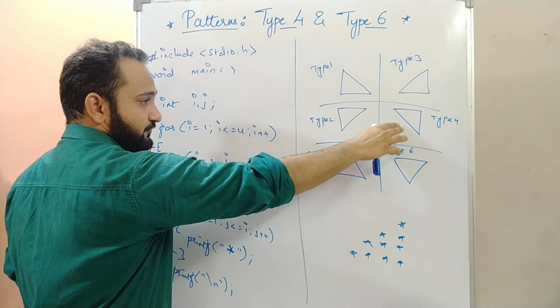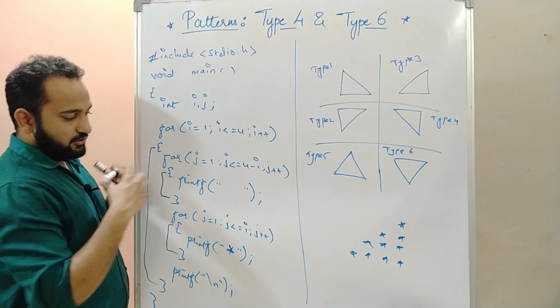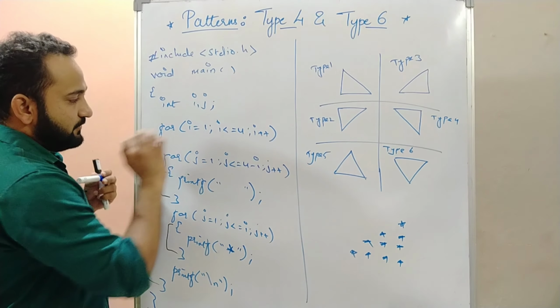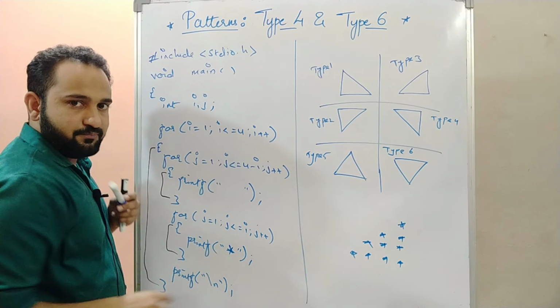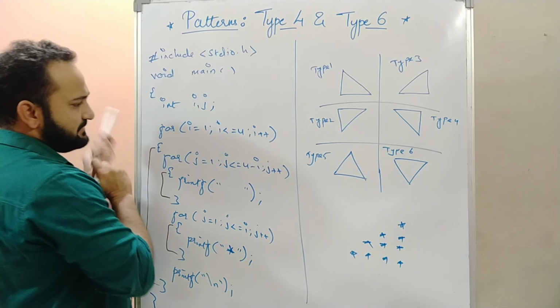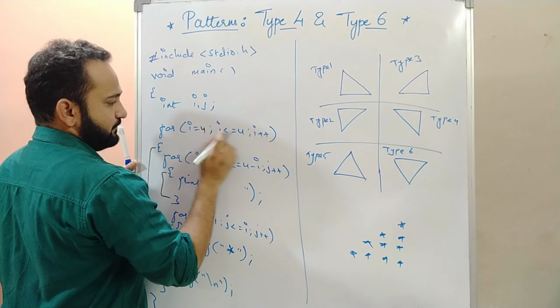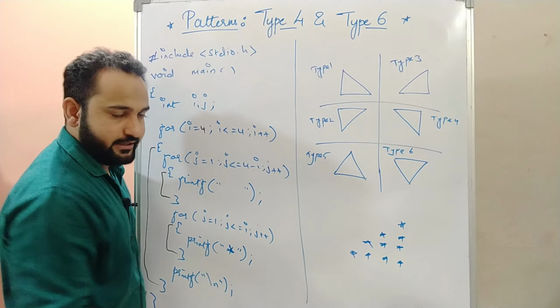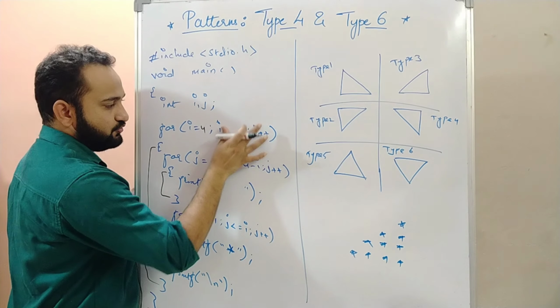So that's what we have done in type 2. Exactly the same thing you have to do with this type 4. The only difference is that you have added this space for loop. So this outer for loop will now iterate from 4 to 1. Let me change it. i equals 4. Now we are starting from 4 going up to 1. So all these three things will be changed, right? i equals 4, and we need to go up to 1.